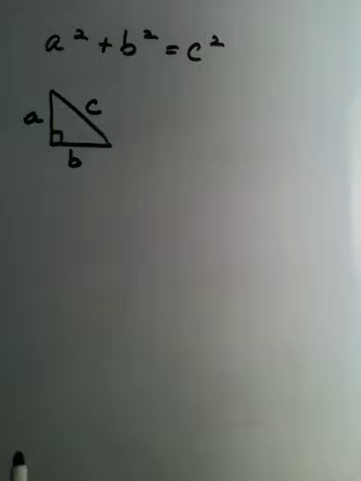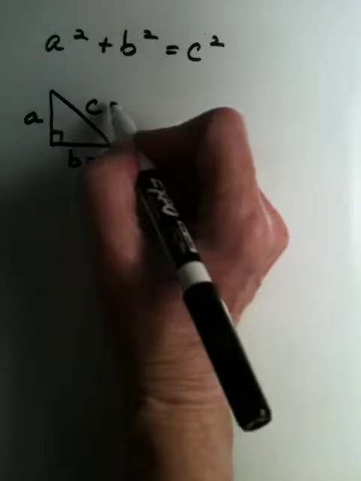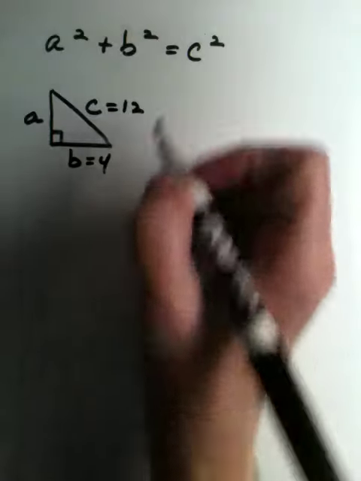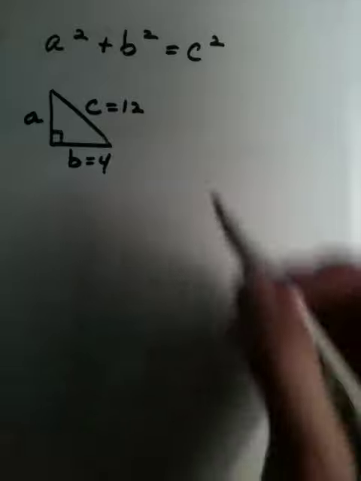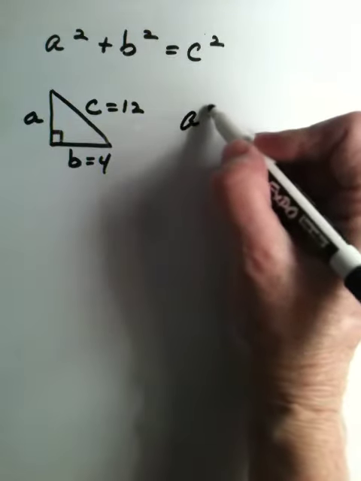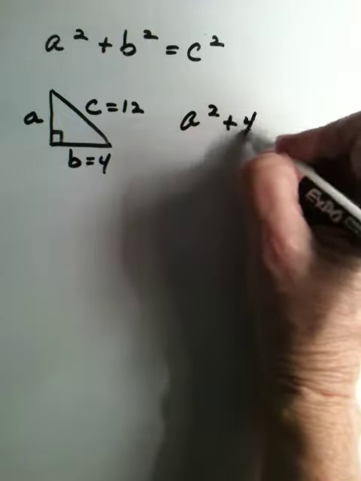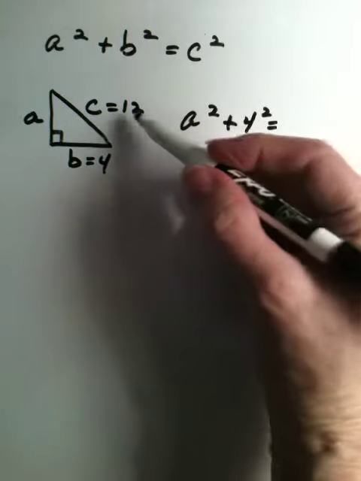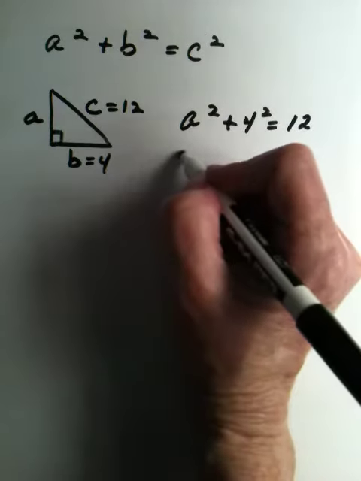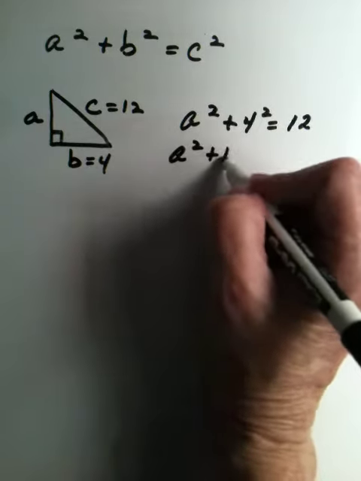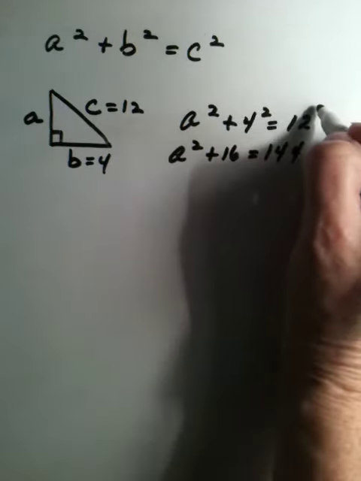If we're looking for side A, and we know that B equals 4 and C equals 12, we can find A by using the Pythagorean theorem, again, which is a squared plus b squared, which we know is 4, equals c squared, which we know is 12. Therefore, we have a squared plus 16 equals 144. Forgot to put my square.